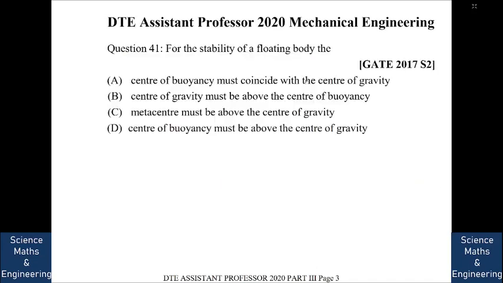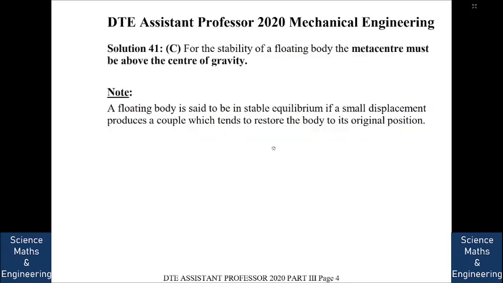So let's get started. For the stability of a floating body: A. Center of buoyancy must coincide with the center of gravity. B. The center of gravity must be above the center of buoyancy. C. Metacentre must be above the center of gravity. Or D. Center of buoyancy must be above the center of gravity. So the answer is C.